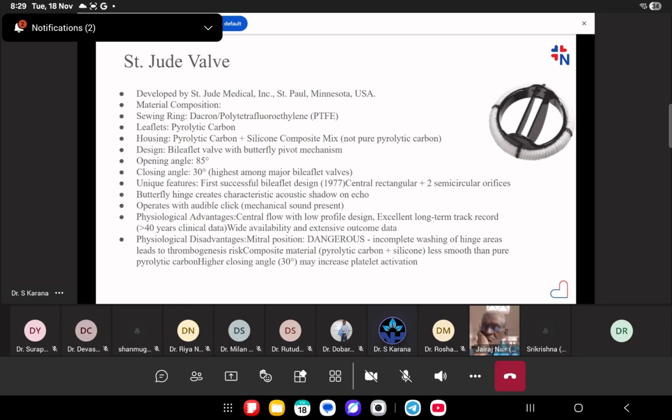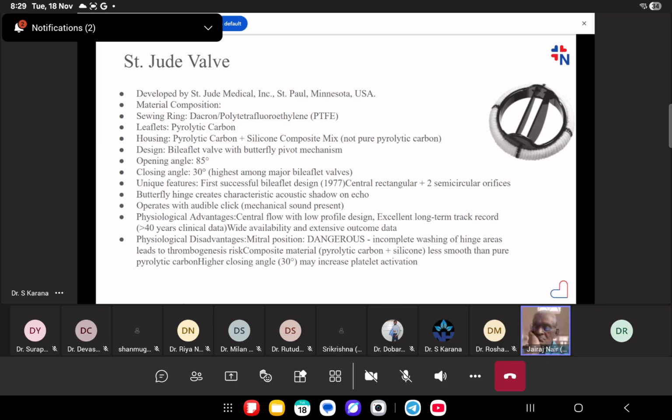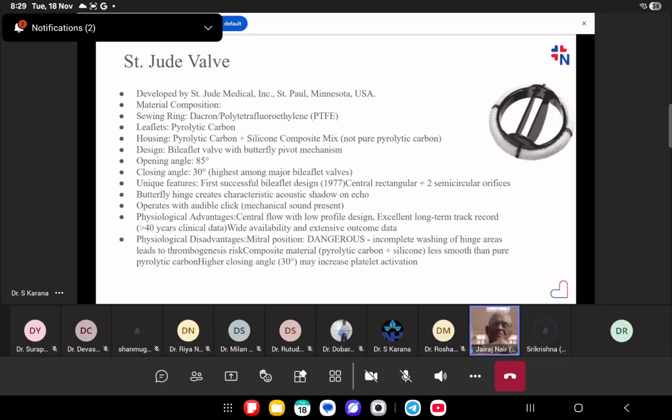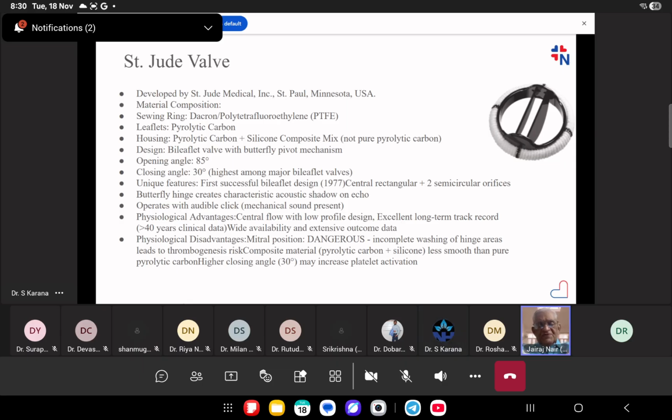I don't know whether it was about the St. Jude or some other valve. I'm not sure, but I know he was involved. And I think it is St. Jude, sir, because his was the first bileaflet valve. I mean, that design was from Kalke. The St. Jude was introduced only in 1977 or something.